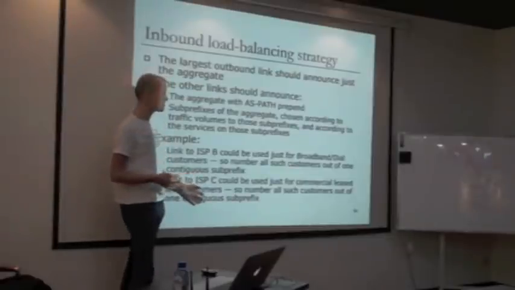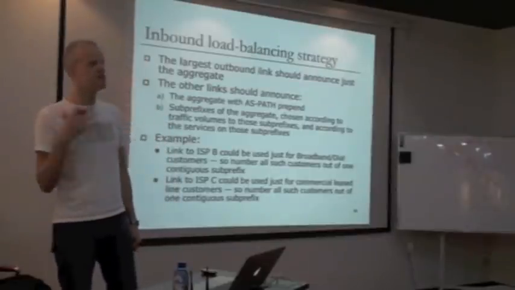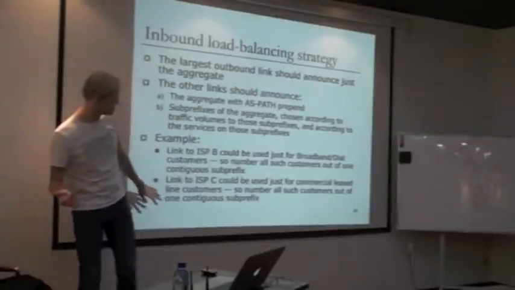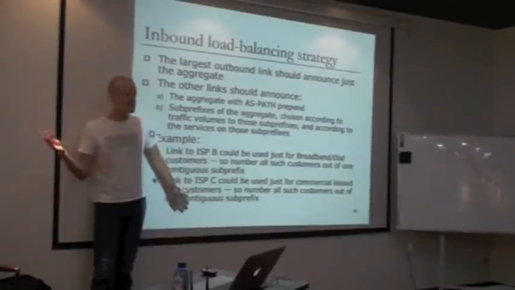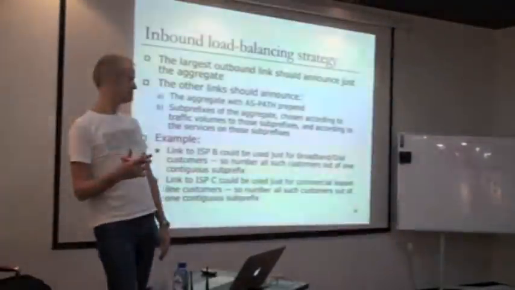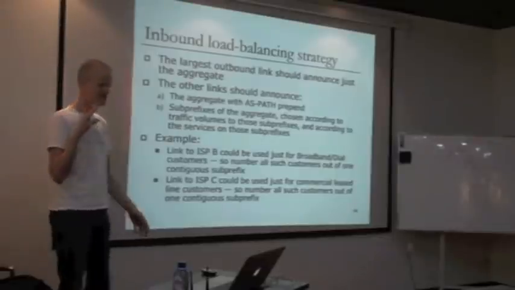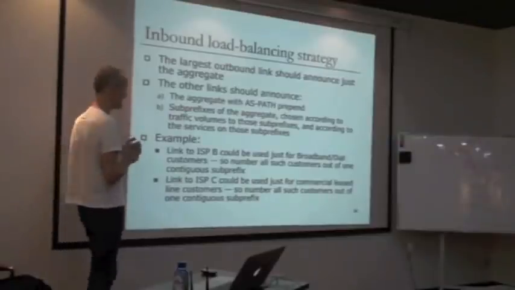ISP C could be used for commercial leased line customers. There could be leased line customers who want a very special service. You never want the link to fill up. You might have a 1-to-1 ratio. Again, number them out of a contiguous subnet such that their address space is announced out towards ISP C. That way, no matter what happens in your network, there will always be space. I really don't know what Apple is doing some of these days, but there will always be space on the ISP C link for what they're doing.